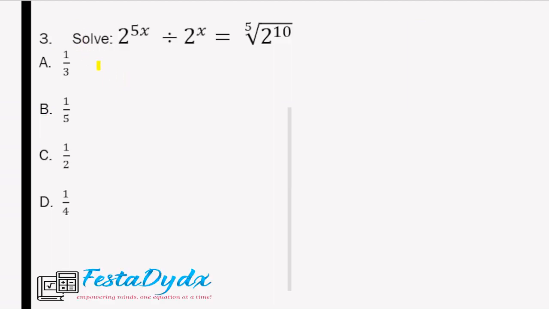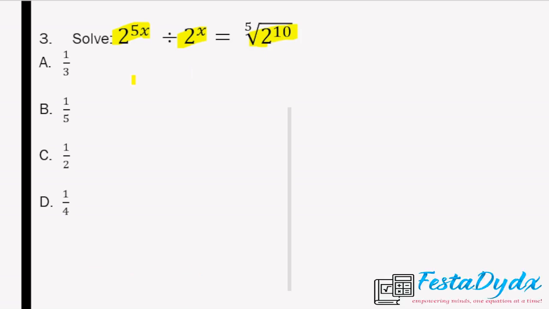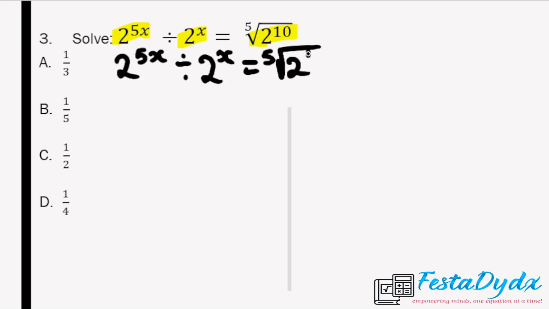So for question number 3, we have: solve 2 raised to power 5x divided by 2 raised to power x equal to the 5th root of 2 raised to power 10. So this is an exponential equation, that is indices. So solving this question, I will be introducing one of the laws of indices. The laws of indices says whenever we have the same base number, let me rewrite this question. We have 2 raised to power 5x divided by 2 raised to power x equal to the 5th root of 2 raised to power 10.